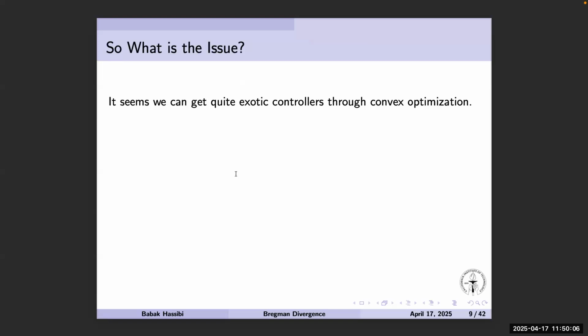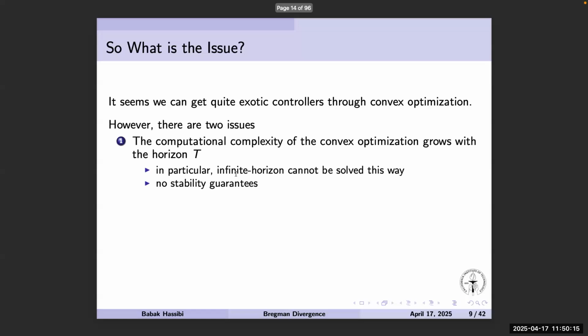Okay, so the only thing I want to draw from this is that we can get exotic controllers through choices of these costs on the state and on the control. And so why am I giving a talk? We can just do this, right? There are 2 issues that come up, which is why I'm giving a talk.